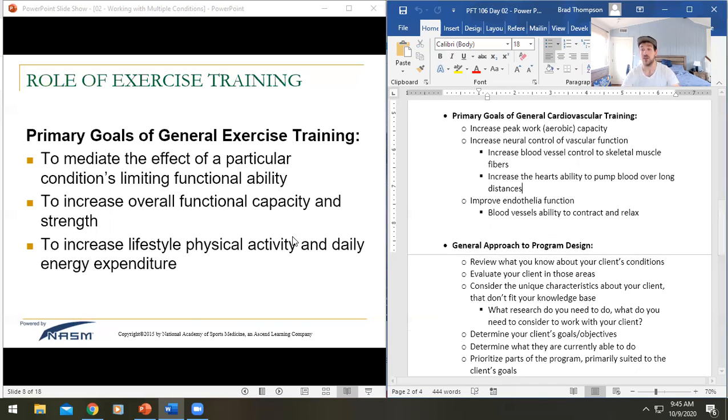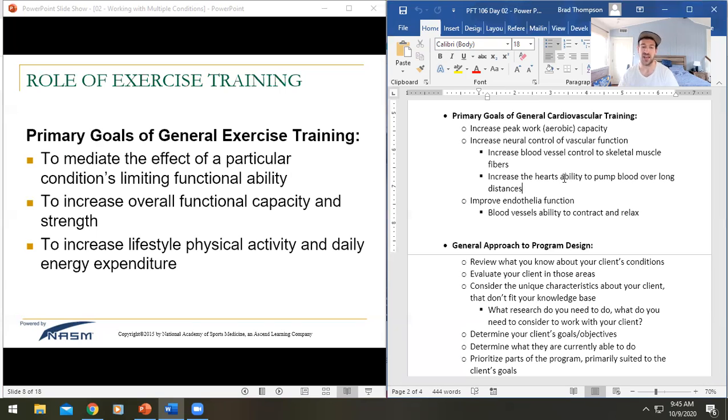So the primary goal of exercise training is always, always, always to mediate the effective ability of your client, right? So you are looking at improving your client's ability, but you are also making sure that you are not pushing them too hard or too easy, right? So you're going to always look for your client's functional capacity and look to develop that functional capacity. And you want to make sure that you base it on increasing their overall lifestyle capacity, right?